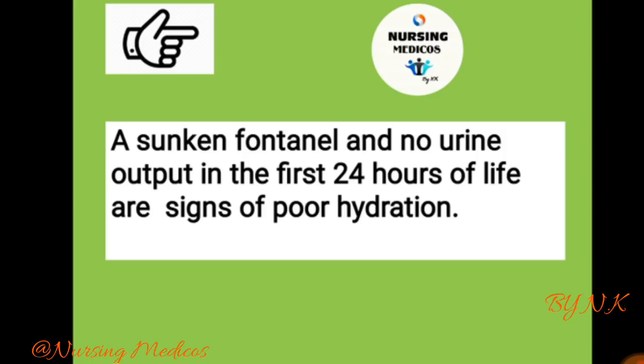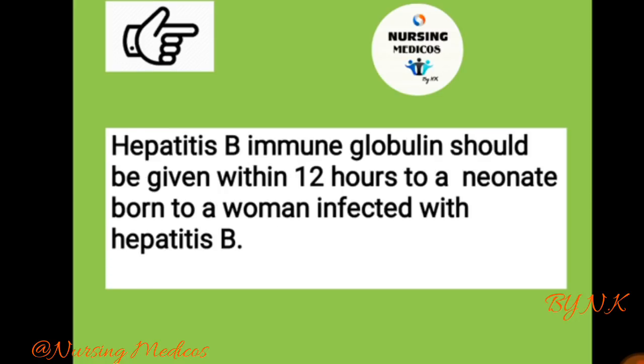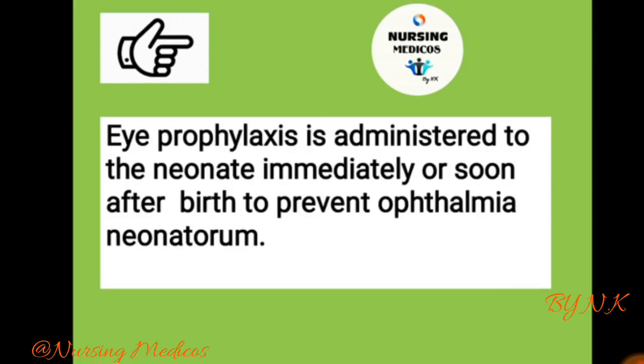Tachycardia and no urine output in the first 24 hours of life are signs of poor hydration. Hepatitis B immunoglobulin should be given within 12 hours. Next one is eye prophylaxis, administered to a neonate immediately or soon after birth to prevent ophthalmia neonatorum.